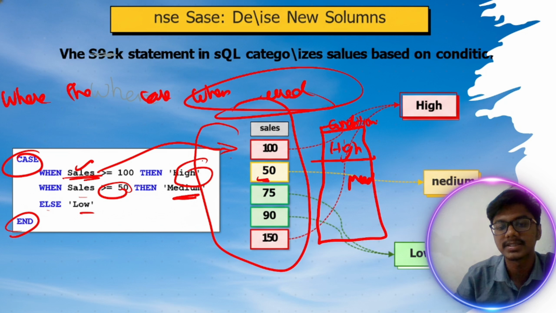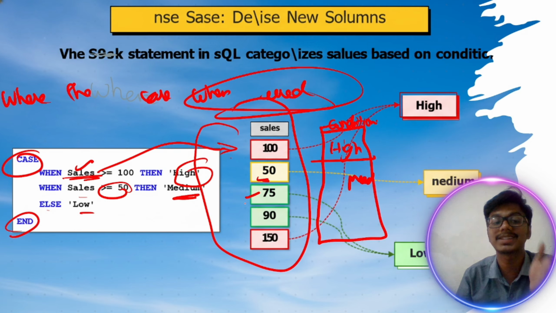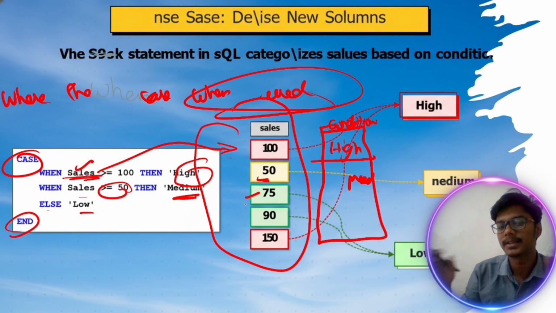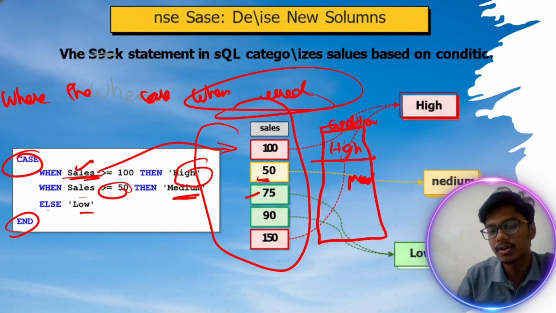So again, the third condition, whether the sales is greater than or equal to 100. No, the first condition is false. And the second condition, whether the sales is greater than or equal to 50. Yes, it is, right? So here I want to write it down as medium.